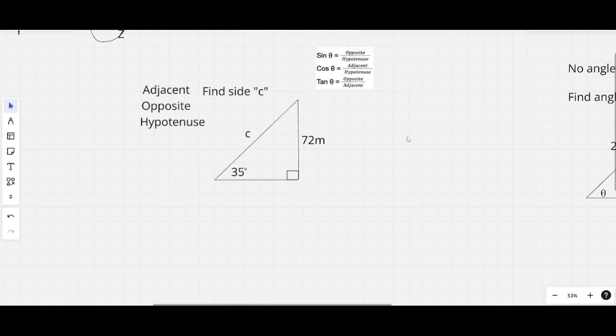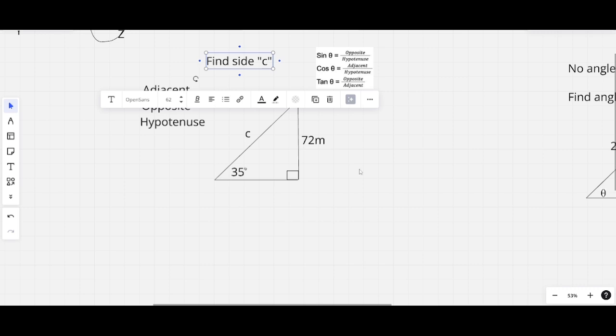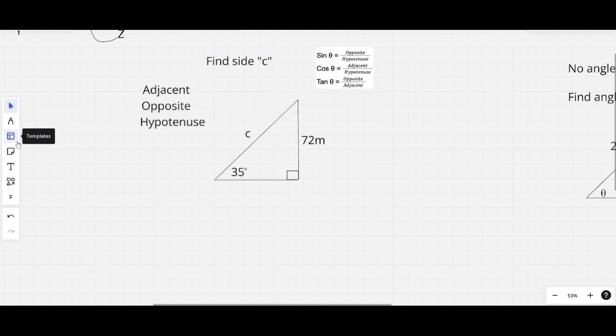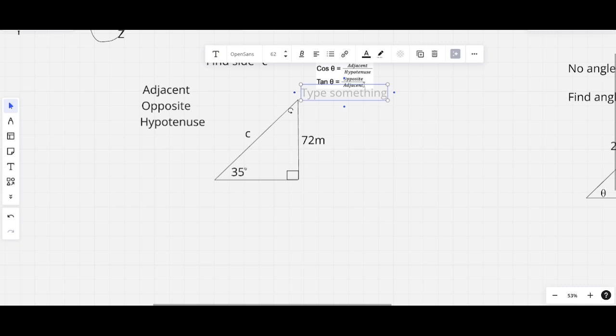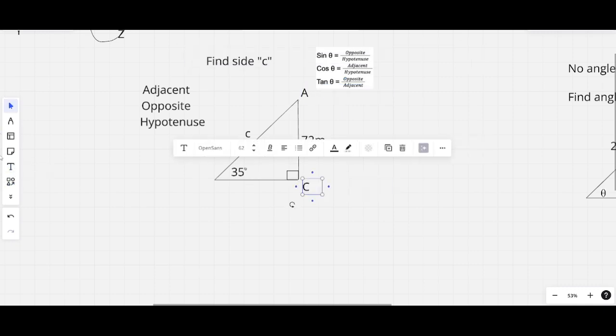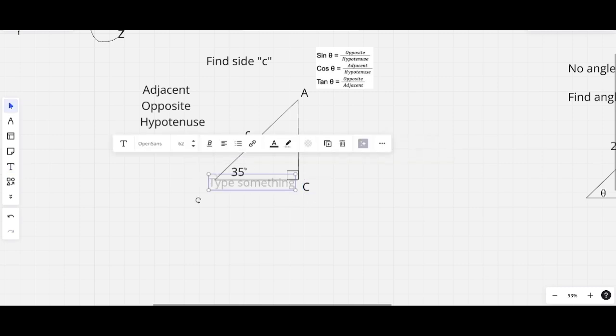Obviously, I have these three ratios, but how do we actually use them? And how do we know which one to use? Well, we have to find side C. I would first recommend labeling your angles. I would label this as A, C. This helps a bit. And now let's label our sides in terms of adjacent, opposite, and hypotenuse.